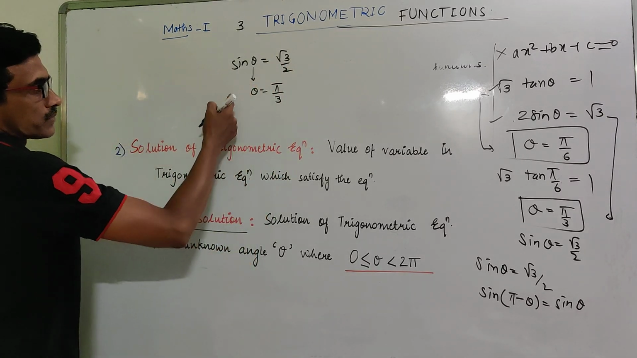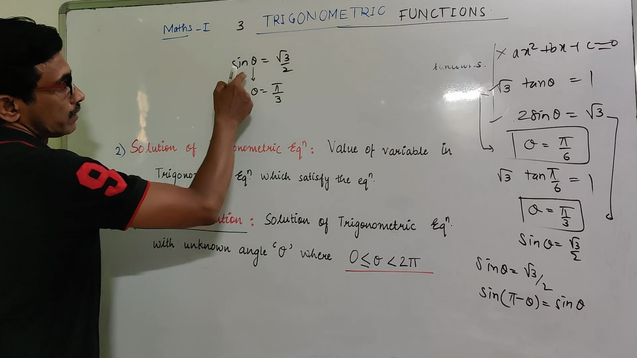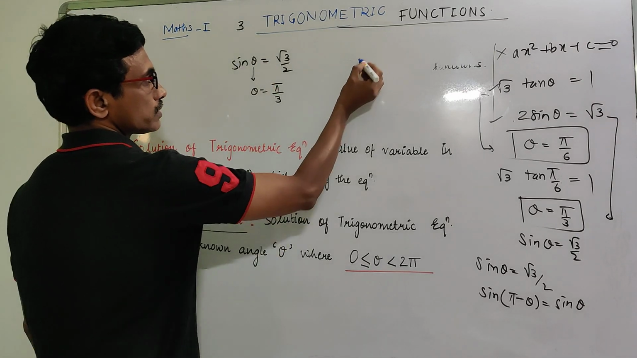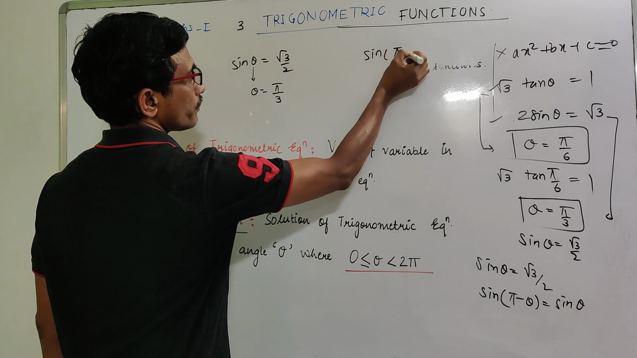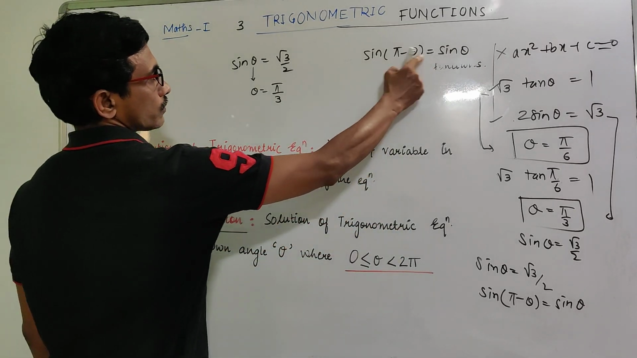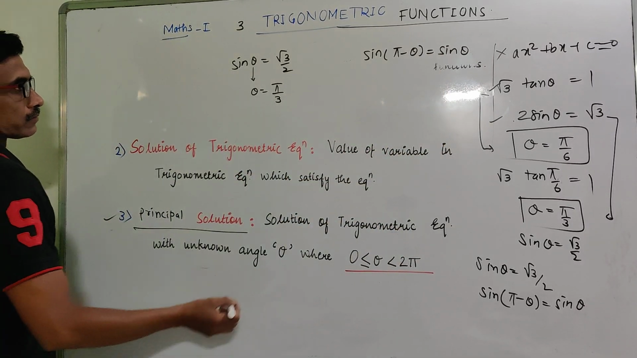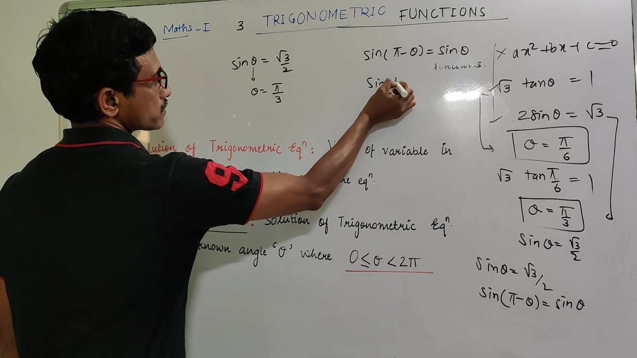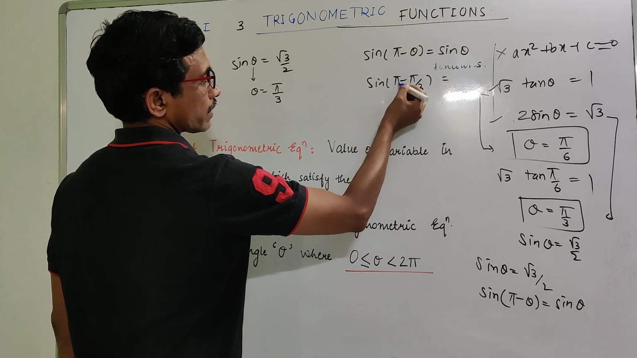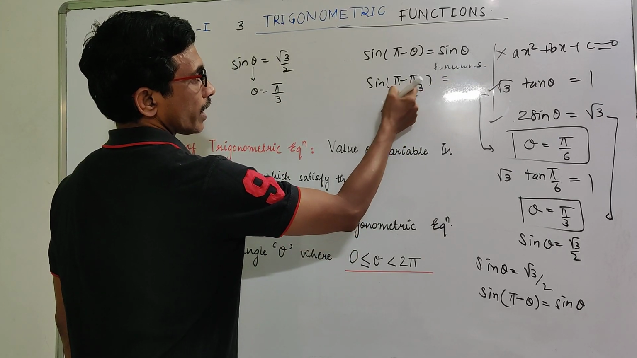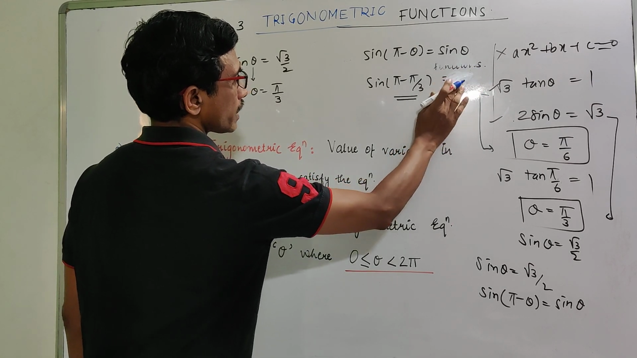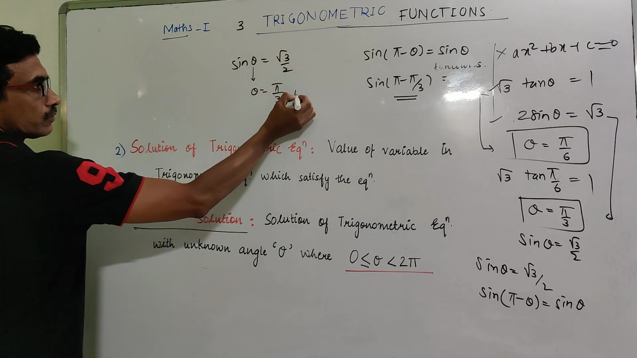Another example, see theta is equal to pi by 3. This is positive, so it is positive in the first and second quadrant, and you know sin of pi minus theta is equal to sin theta. So this is the second quadrant. What is sin of pi minus pi by 3, which is equal to sin pi by 3, and this will be 3 pi minus pi, that is 2 pi by 3. That means theta is equal to 2 pi by 3.